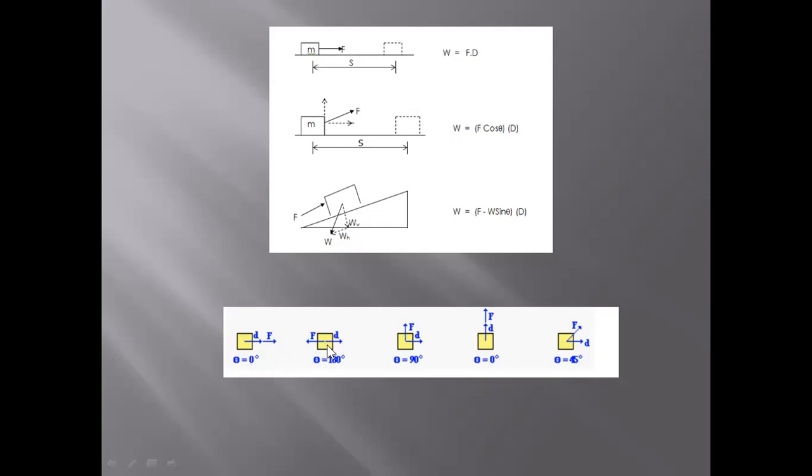Now, if the force is applied opposite to the displacement, the angle here is 180 degrees. If the force is applied upwards, but the displacement is going to the right or left, the angle can be expressed as 90 degrees. If the force is applied upwards and the displacement is upwards, the angle here is 0 degrees. If the force is applied at an angle, say for example 45 degrees, that is the angle subtended between the force and the displacement.